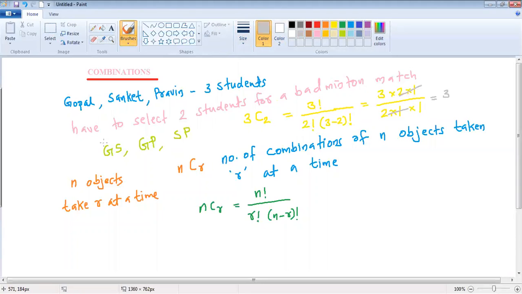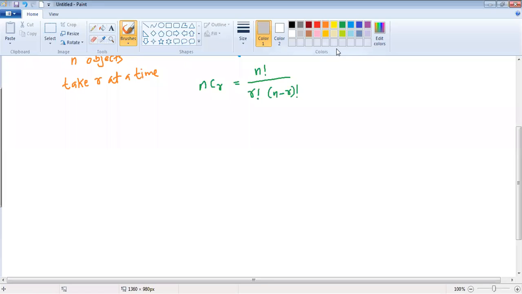And you can see that there are three situations: GS, GP, SP. So this is known as basically combinations. Number of combinations of n objects taken r at a time, nCr. The formula is n factorial divided by r factorial into n minus r factorial. Now I'll show you some important points relating to this.